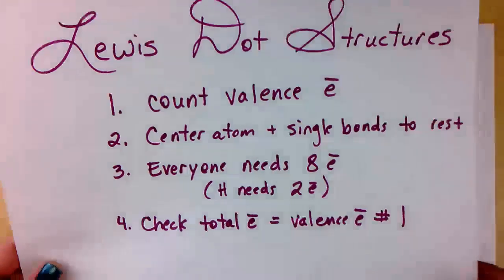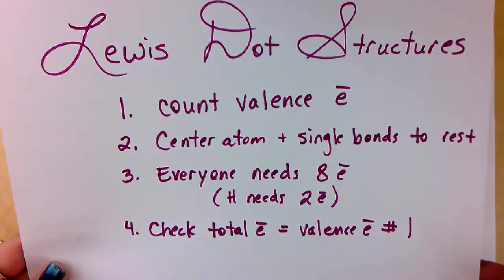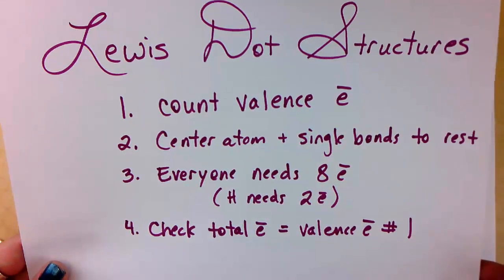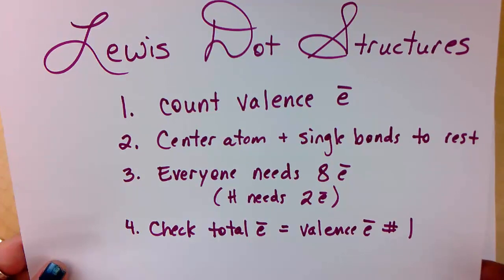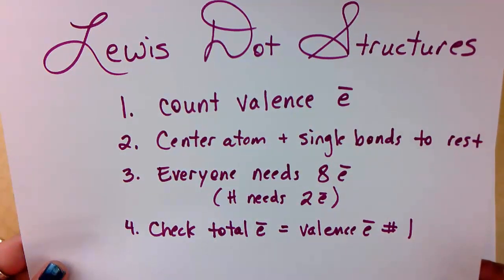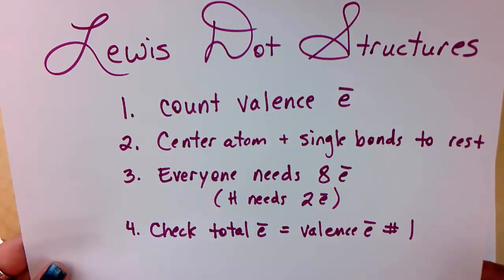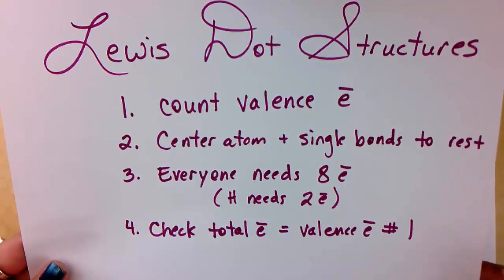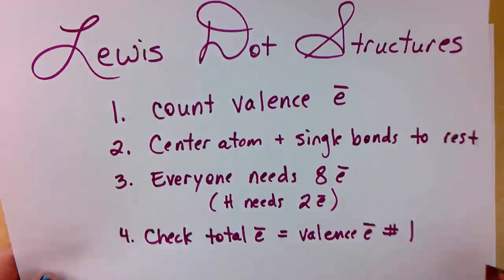We're going to draw the Lewis dot structure for HCN, and the C is underlined. Let's remind ourselves of our steps. First, we're going to count the valence electrons. Then we're going to put the center atom in the middle and draw single bonds to the rest of the atoms. Everybody needs to have 8 electrons in the final drawing, except hydrogen only needs 2. And then we need to check that the total number of electrons in the drawing equals the number of valence electrons we added up in step 1.